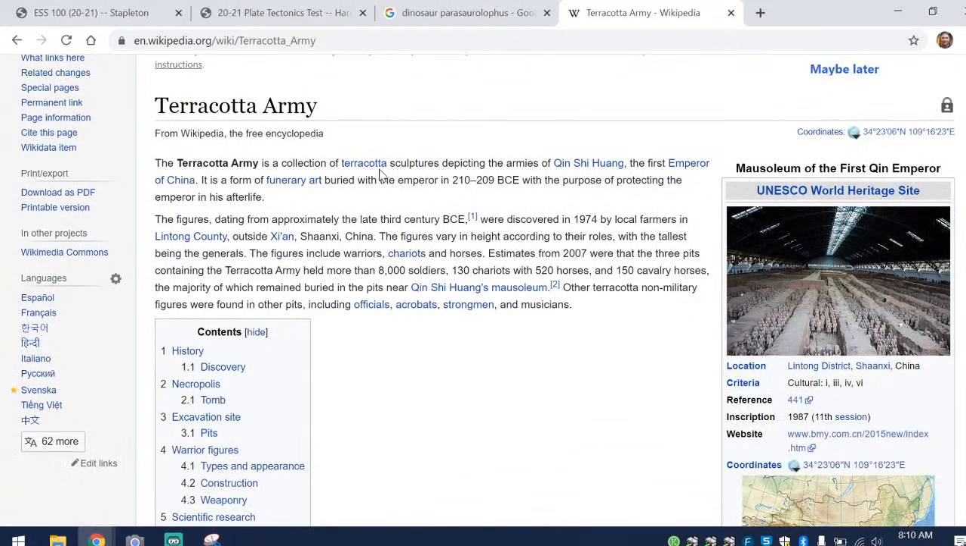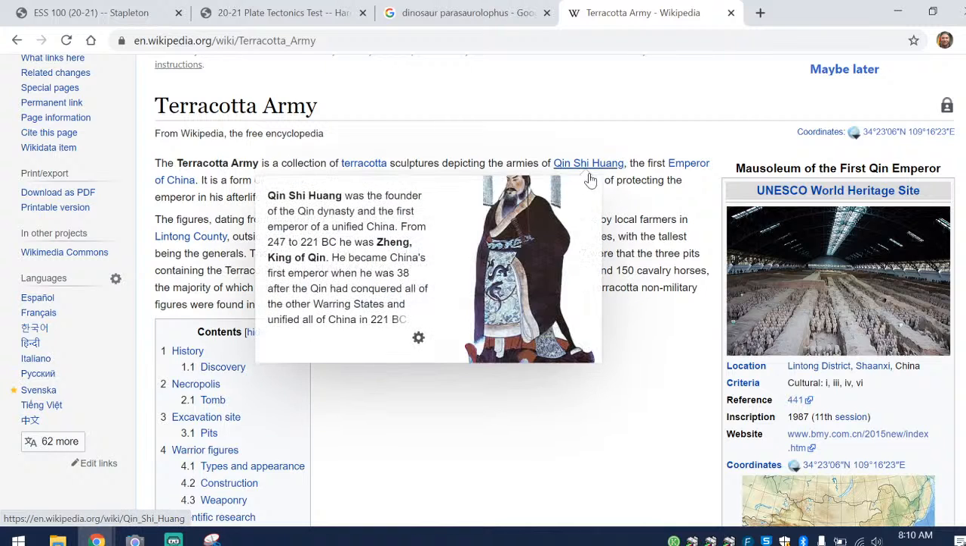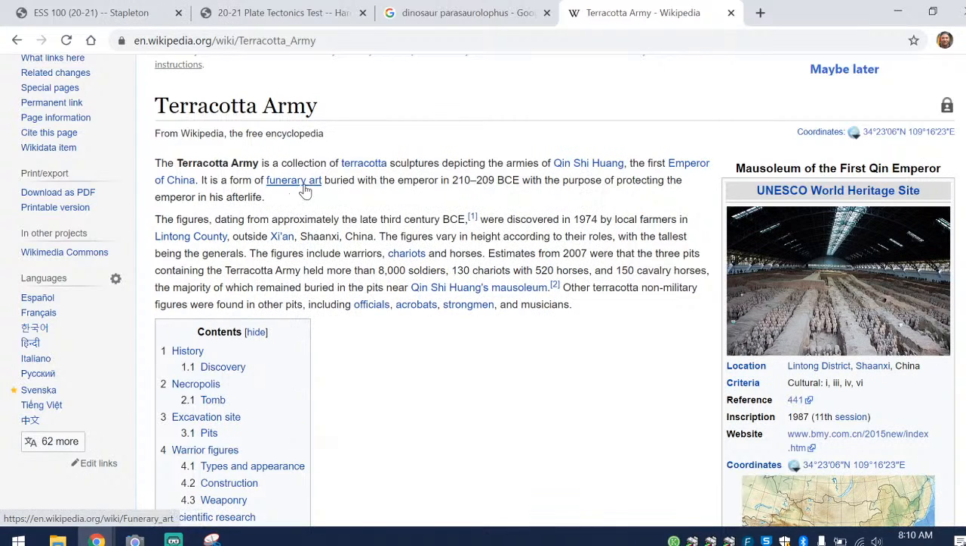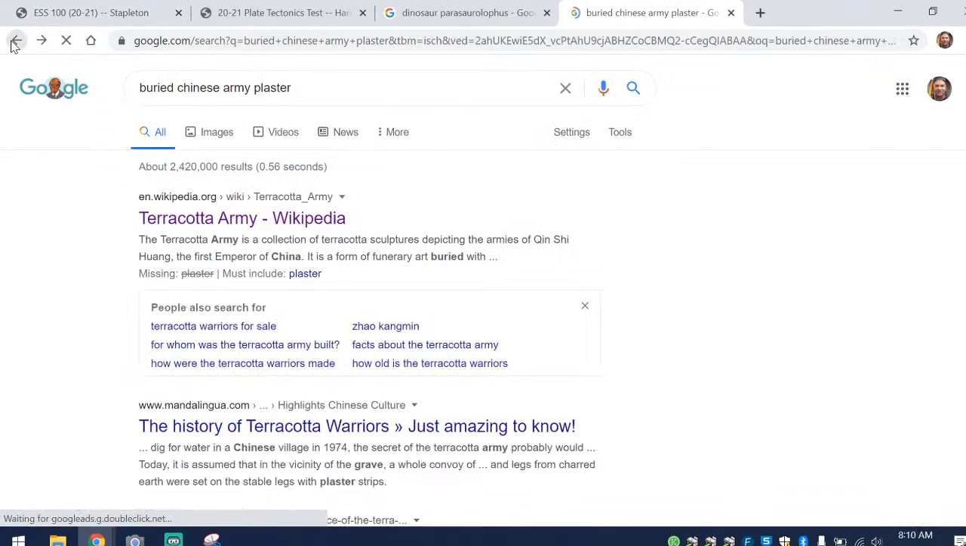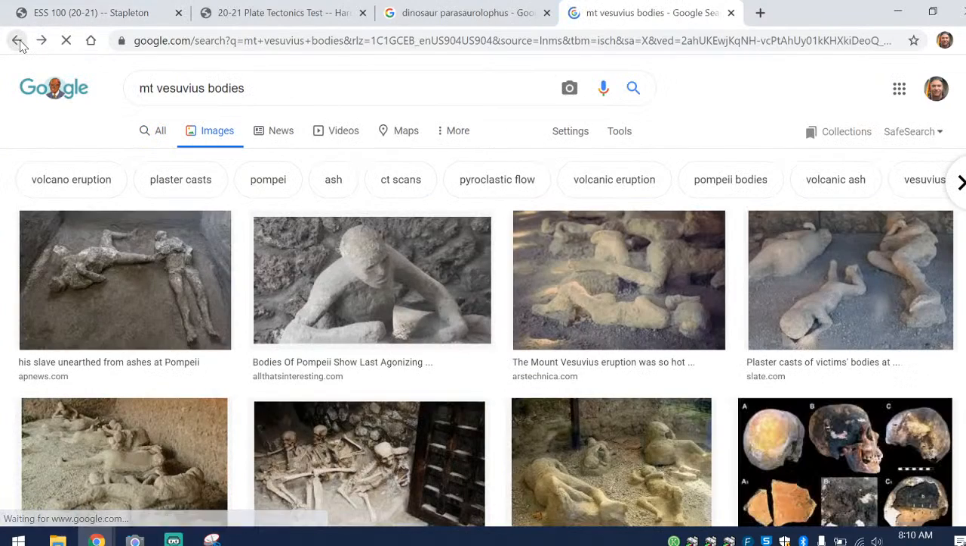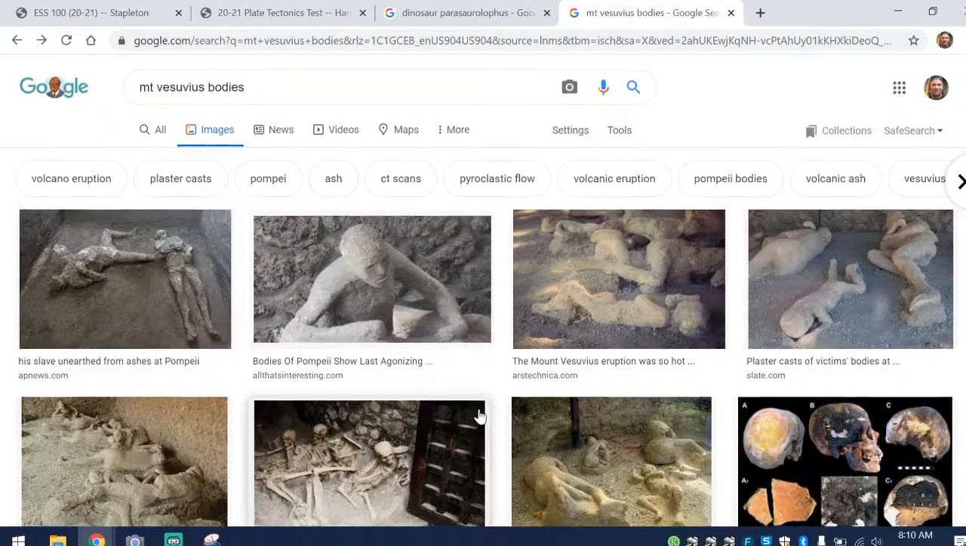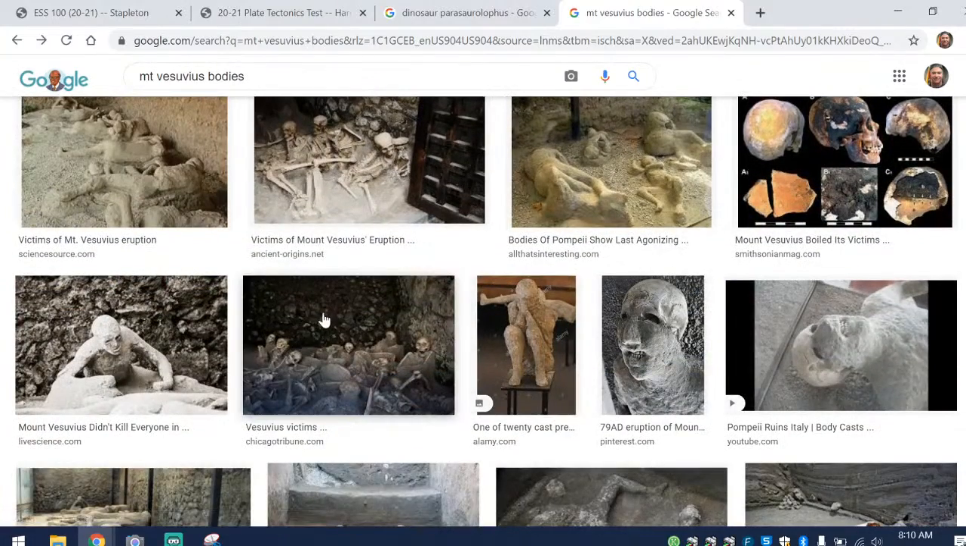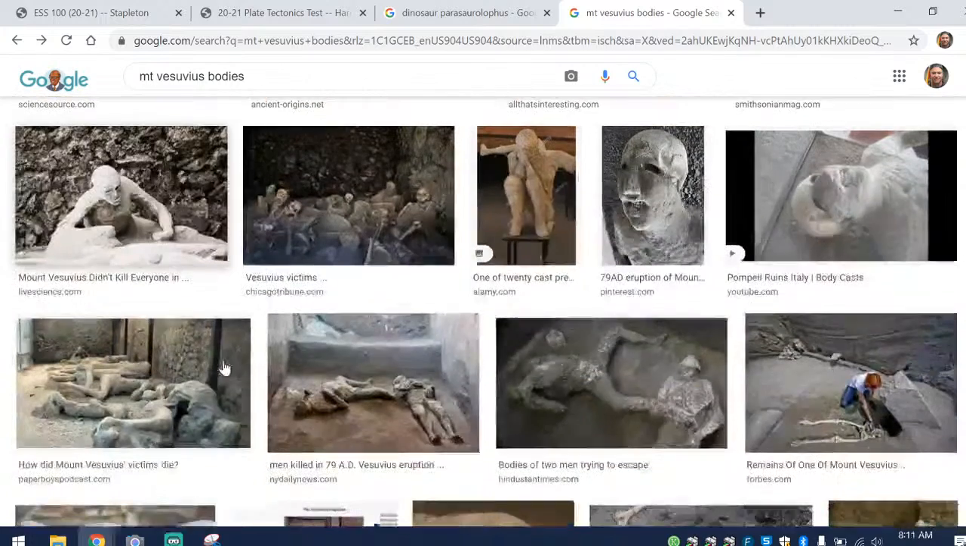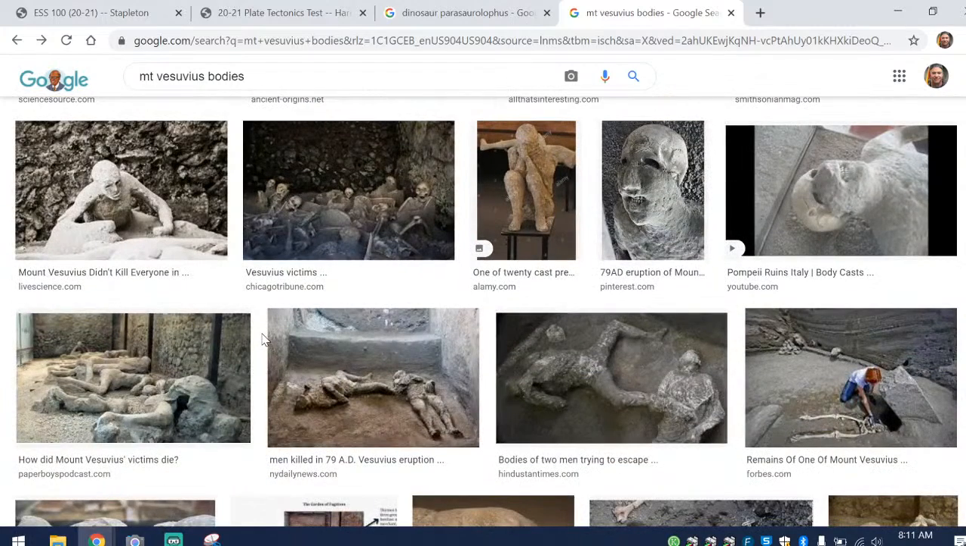So these were terracotta sculptures depicting the armies of Qin Shi Huang, first emperor of China, a form of funerary art buried with the emperor with the purpose of protecting him in the afterlife. Okay, all right. I was getting those mixed up. So the people buried in Mount Vesuvius, totally different thing. They were just killed by this eruption, and then archaeologists filled the holes, their molds, with plaster to make casts. So these are the plaster casts made from the molds.